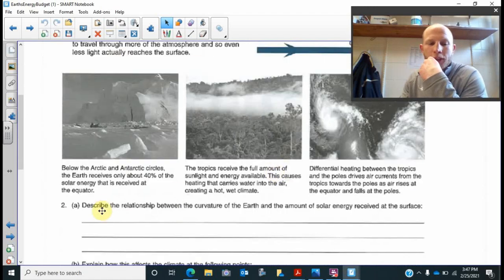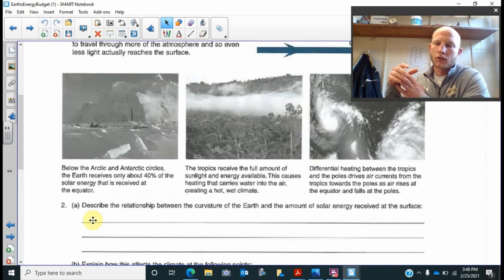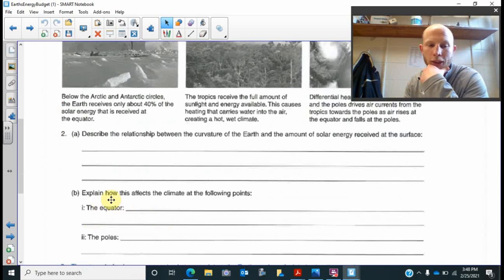You guys can read this stuff on your own, but number 2, describe the relationship between the curvature of the Earth and the amount of solar energy received at the surface. Well, as that light hits a curved surface, like I said, it tends to spread out more and more. That's really number 2. Explain how this affects the climate at both points.